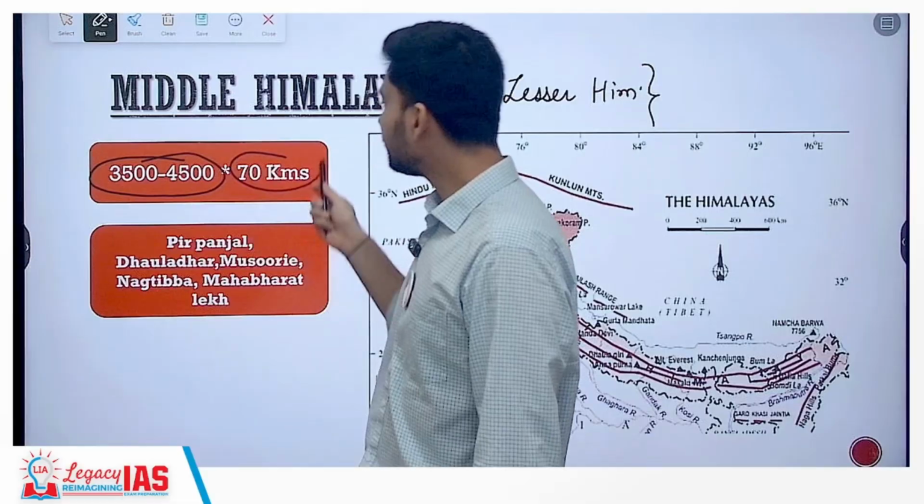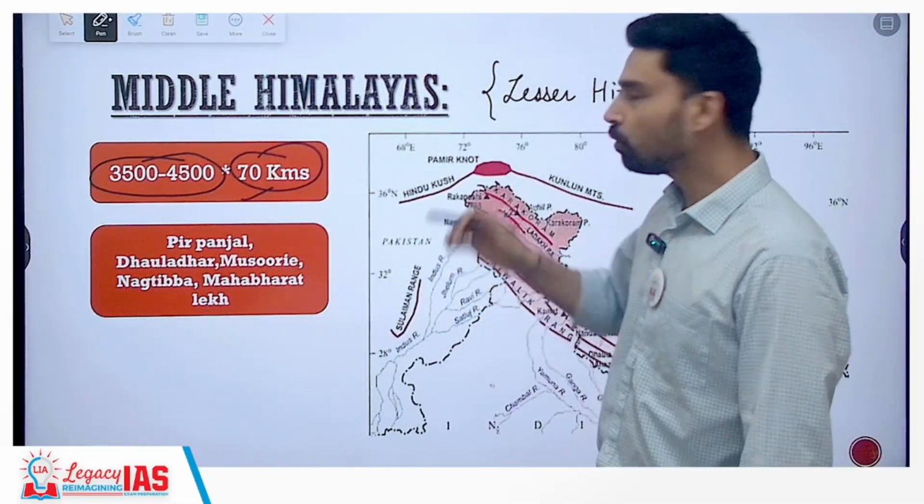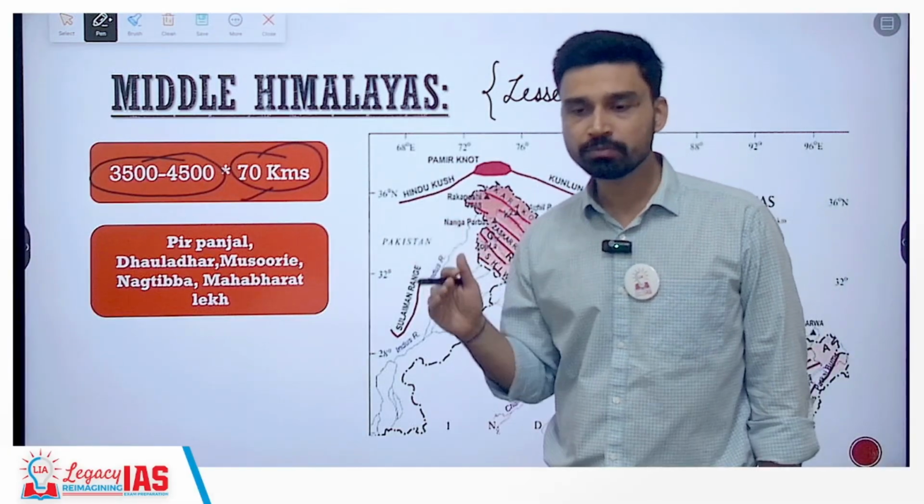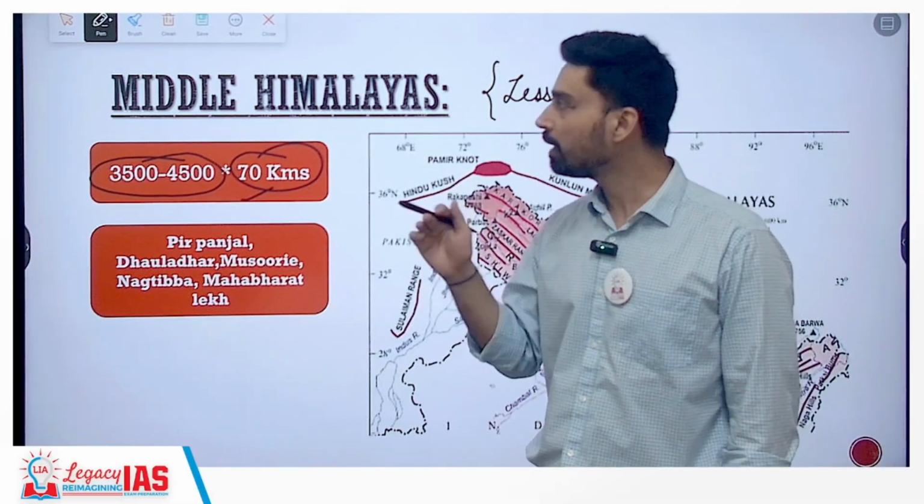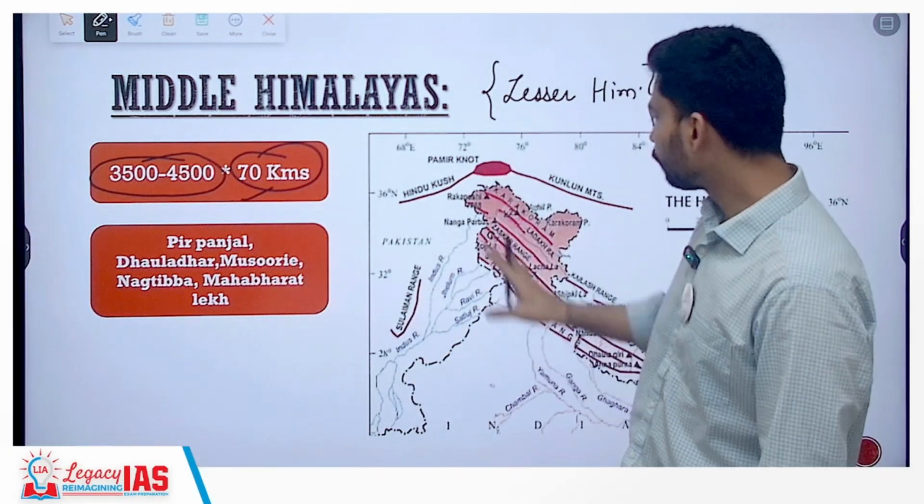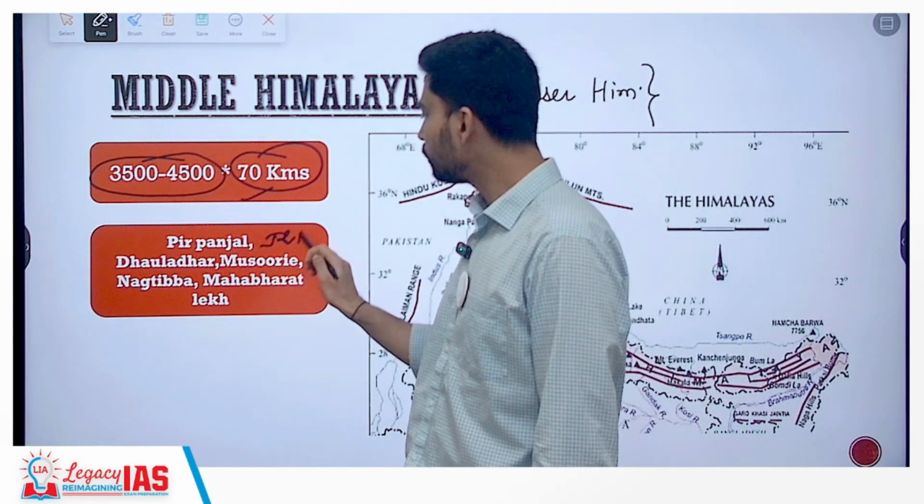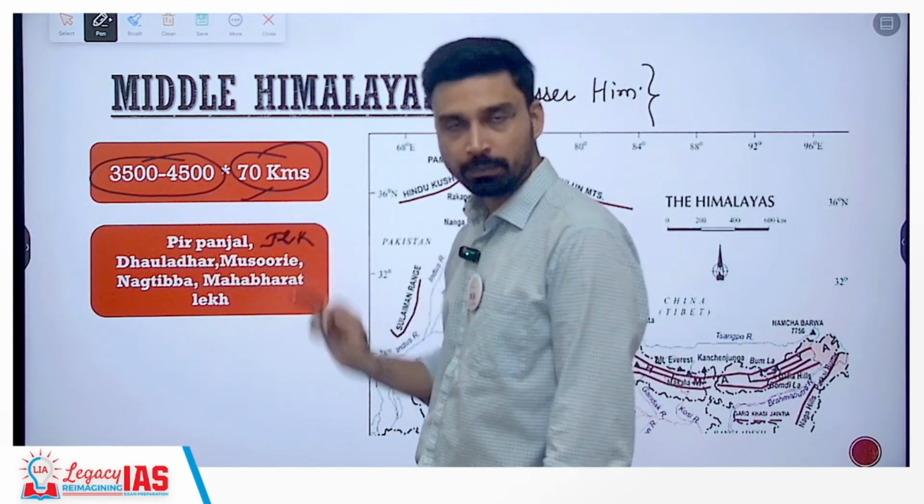It is slightly wider than the Great Himalaya, about 70 kilometers wide. Now, the Great Himalaya is a kind of continuous mountain range, but the Lesser Himalaya, or Middle Himalaya, on the other hand, is broken into multiple ranges. If you start your journey from the west, the first range that you will find is in the region of Jammu and Kashmir. It is called the Pir Panjal range.